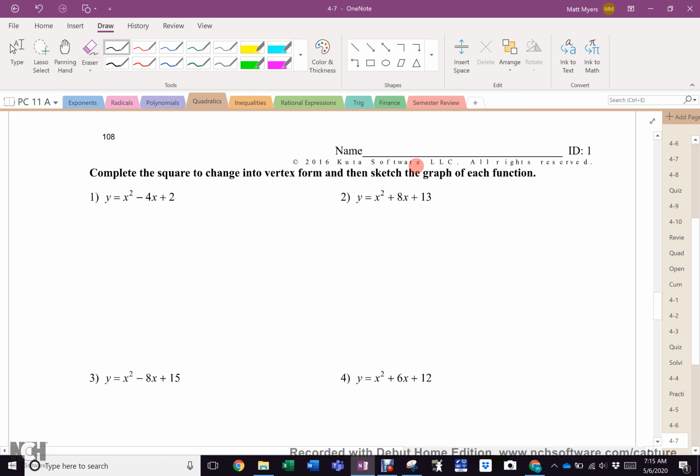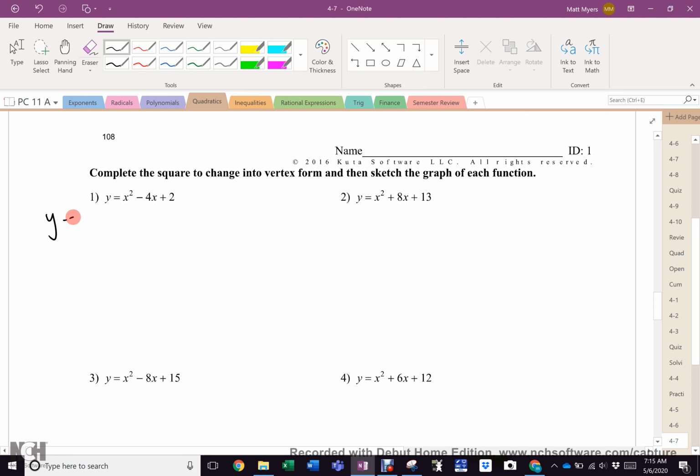Today's video is the key to page 108 and 109. Let's get right down to it. I say complete the square, but you don't have to. You can use the negative b over 2a thing if you want. I'm going to do the odds with complete the square and the evens with negative b over 2a.